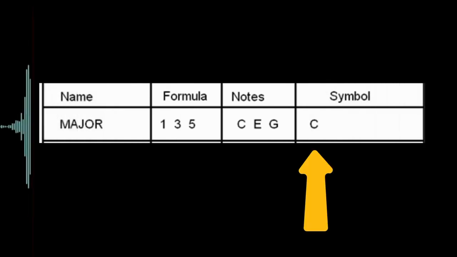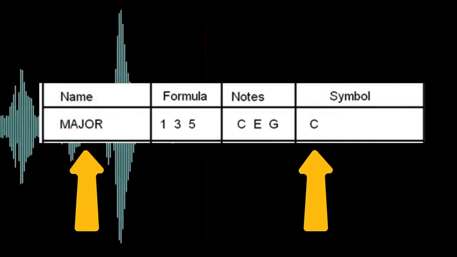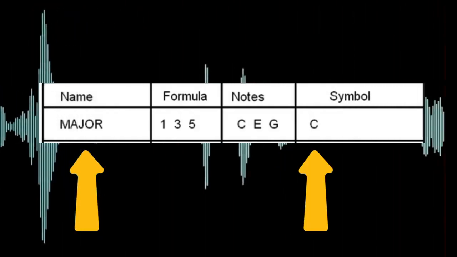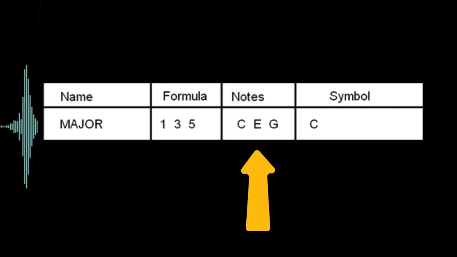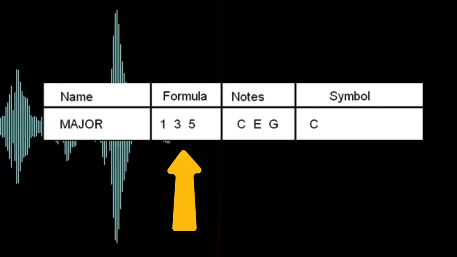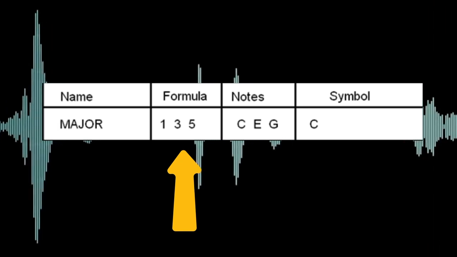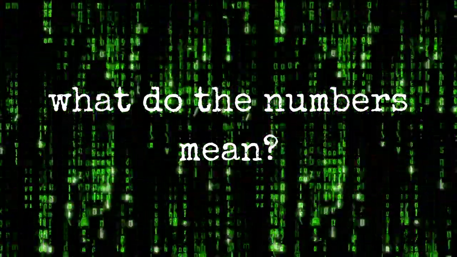Let's take a look at this formula for a C major chord. Now it's a C chord and it's a C major chord. We have our notes laid out, which are C, E, and G, and we have a formula which is 1, 3, 5. Now I'm sure you want to know, what do the numbers mean?